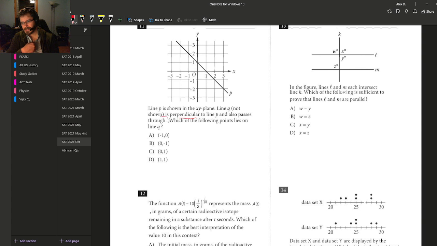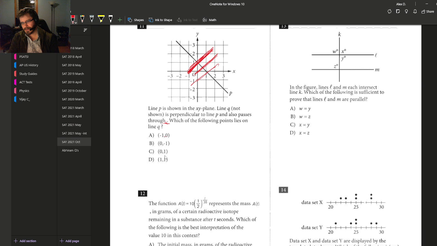Okay, here's why I would never use this test. It is perpendicular to line P and also passes through something. Passes through what? It never tells us. So this question is impossible to complete on this test. You cannot attempt this because a perpendicular line could indeed go through 0, -1. Could be here. 0, 1 could be here. 1, 1 could be here. -1, 0. It's actually the same.